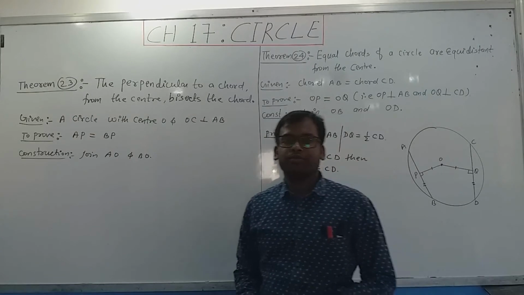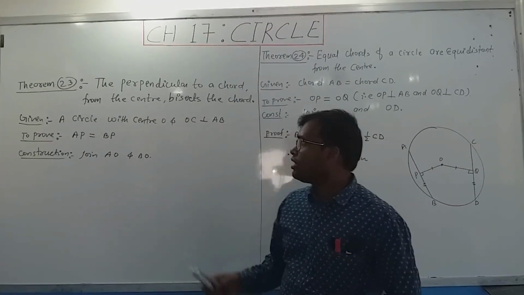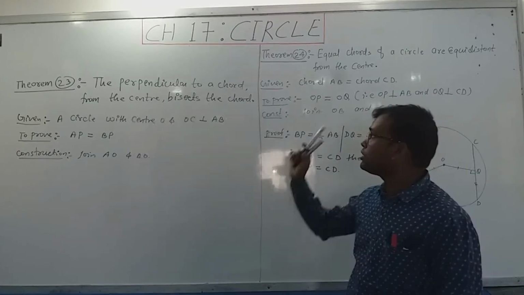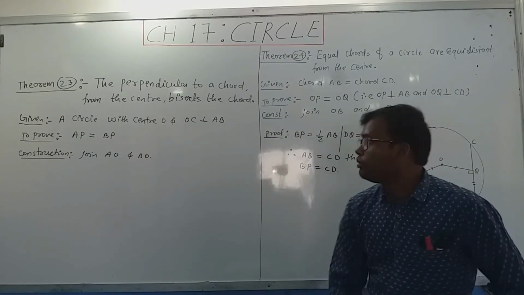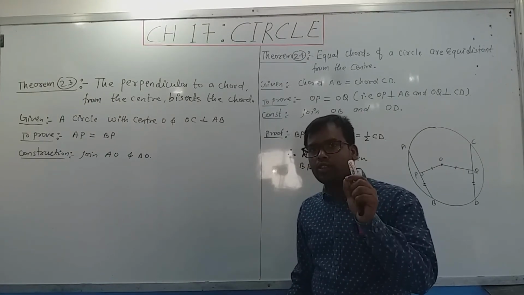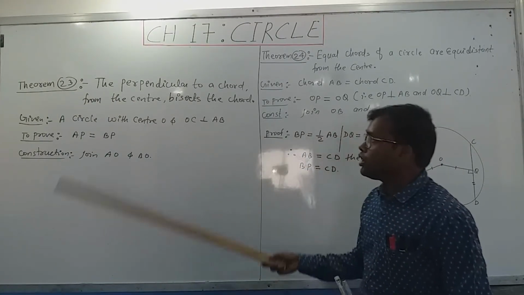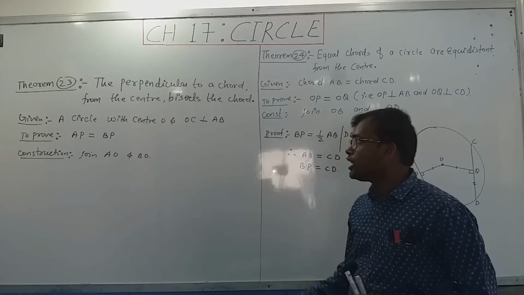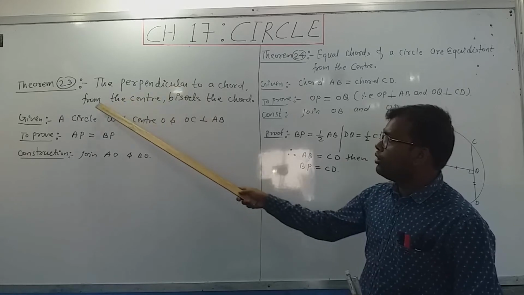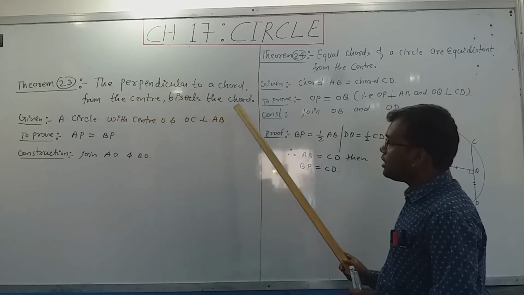Hello everyone. Today I am going to start theorem number 23 and theorem number 24 from the chapter Circle. So read theorem number 23. Theorem number 23 is the converse theorem of 22. So recall theorem number 22 first and then start theorem number 23. The perpendicular to a chord from the center bisects the chord.